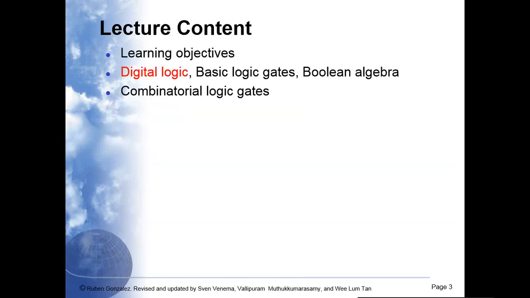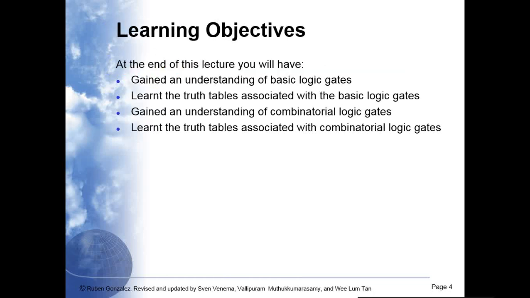So in this lecture, we're going to be looking at digital logic and these things called logic gates. We're also going to look at something called Boolean algebra. We won't look at that in any great detail, but we do need to talk about it because you will see things written in that particular language. We'll also look at combinatorial logic gates. And at the end of this lecture, you will have an understanding of these logic gates. You'll have learned about the truth tables, an understanding of the combinatorial logic gates and their truth tables. So at the moment, there's no processing based stuff. You're just learning about these things.